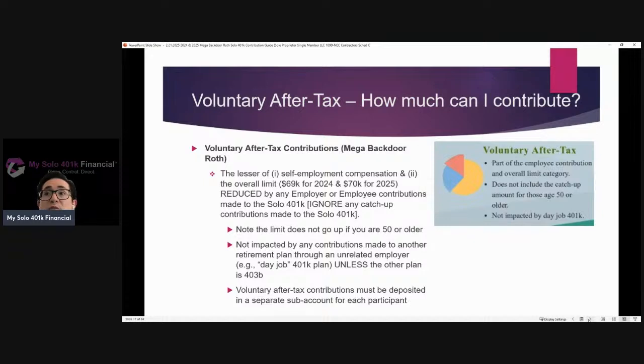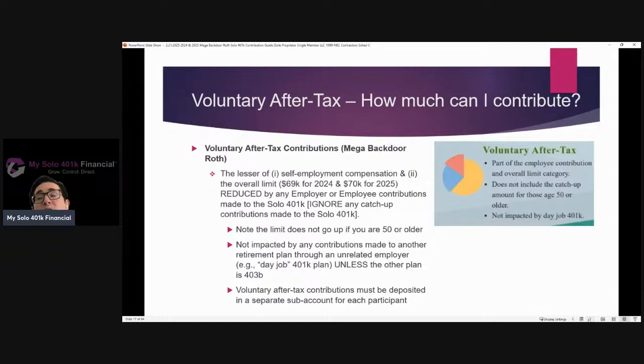Now, it's noteworthy that like the employee contributions that are made as Roth contributions, voluntary after-tax contributions need to be deposited into a separate sub-account for each participant. This is how one ends up with 3 different accounts: pre-tax, Roth, and after-tax.